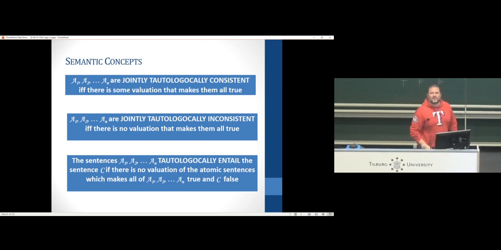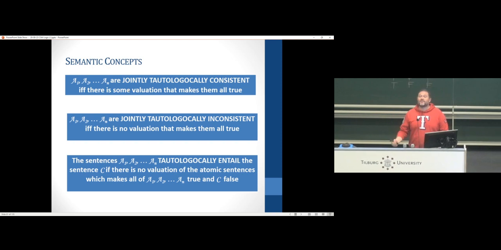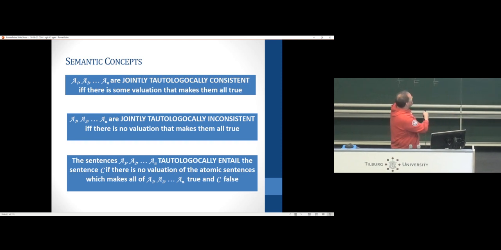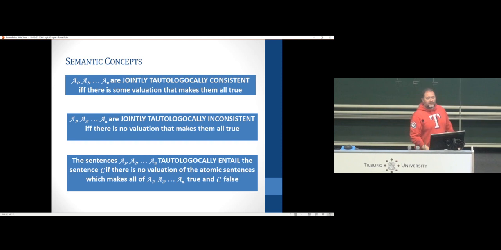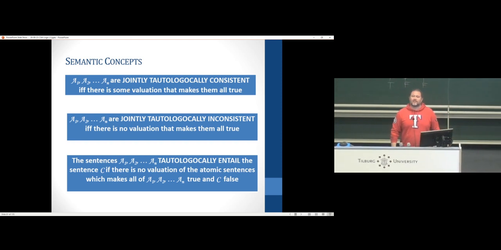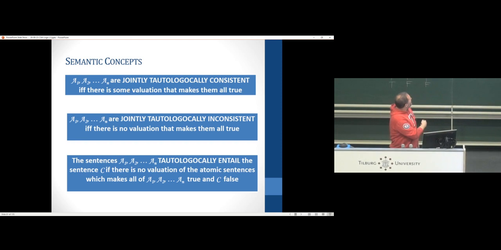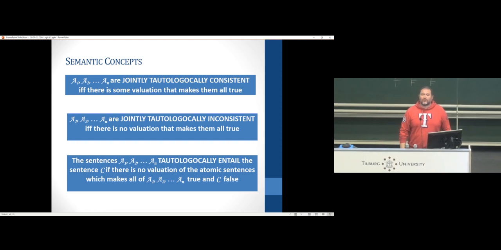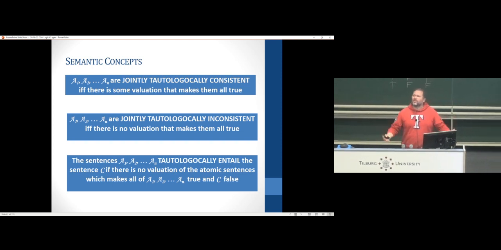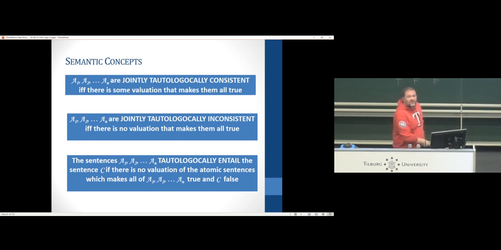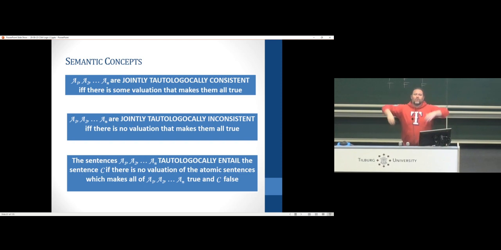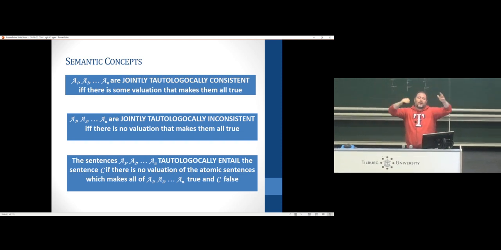So these two are very similar to what we had before. Now our third notion is slightly strange, and it's worth it because it's going to give us the big money. So we'll say that some sentences, A1 through AN, tautologically entail a sentence C, if and only if there's no valuation of the atomic sentences that make up A1 through AN true and C false. So that's a very long-winded way to say these ones tautologically entail C, if and only if there's no row on the table where all of the A's are true and the C is false.